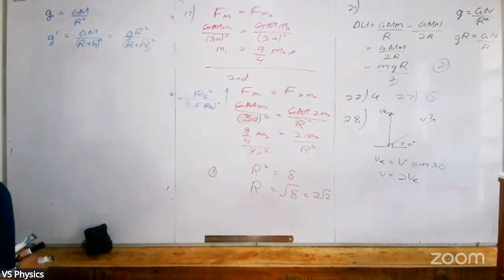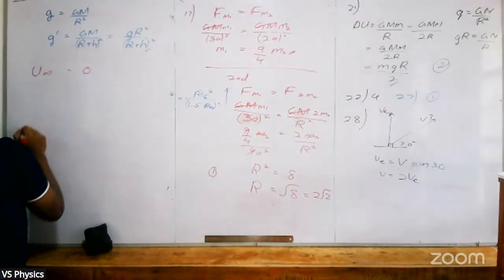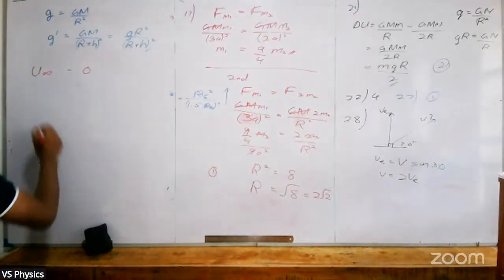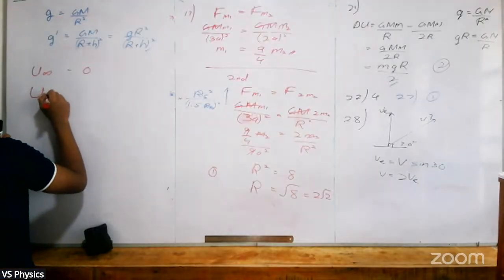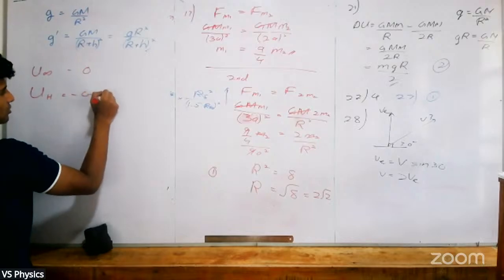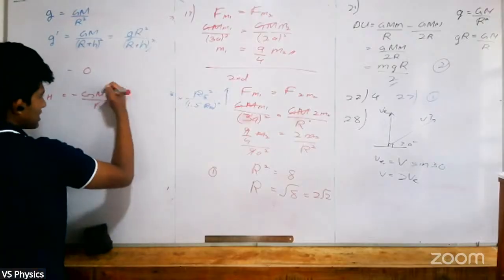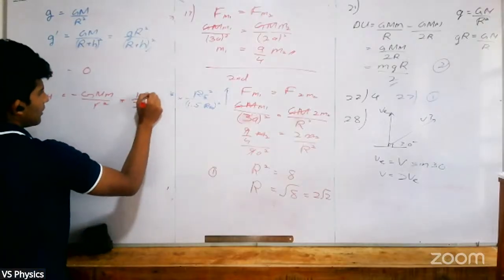What is energy here? Energy at infinity is equal to 0. Energy at this point h is equal to minus GMm over r squared plus half mv squared.